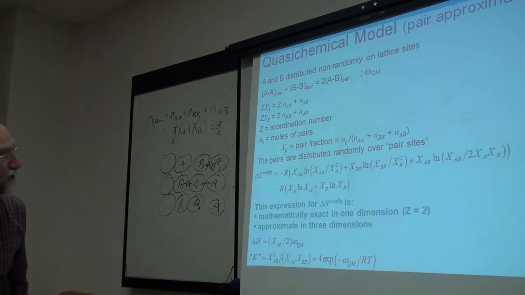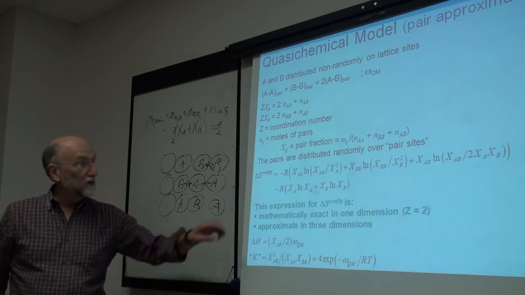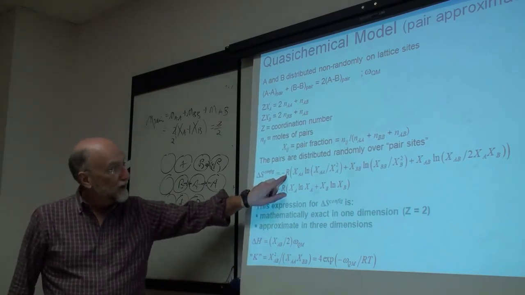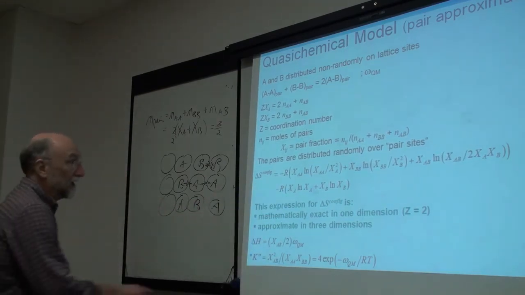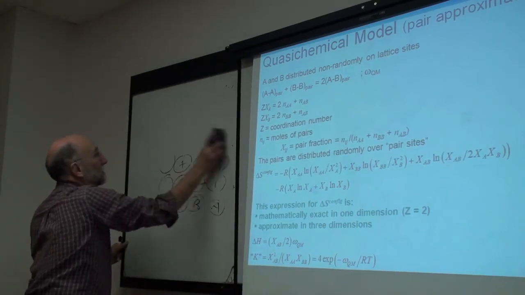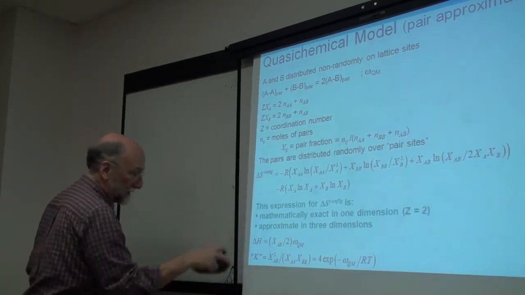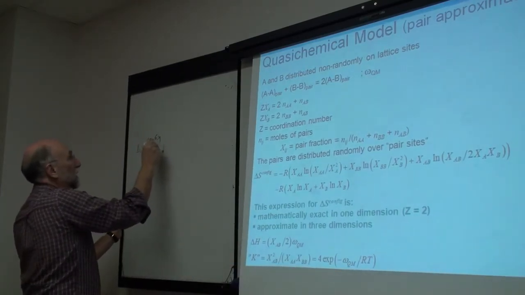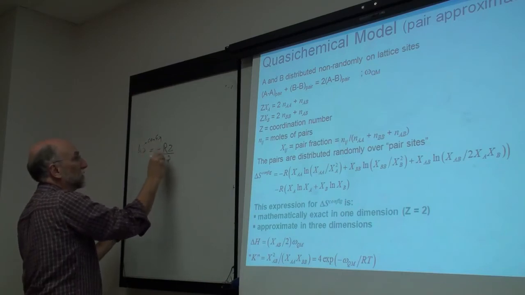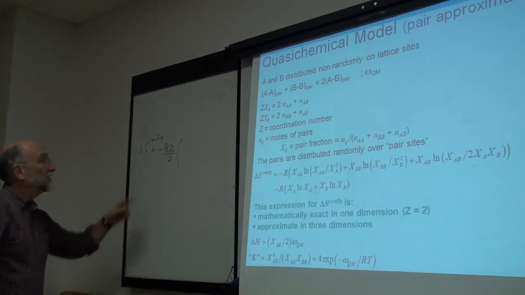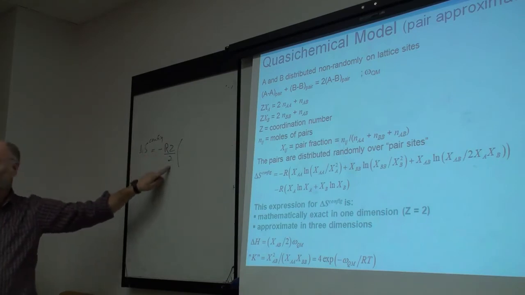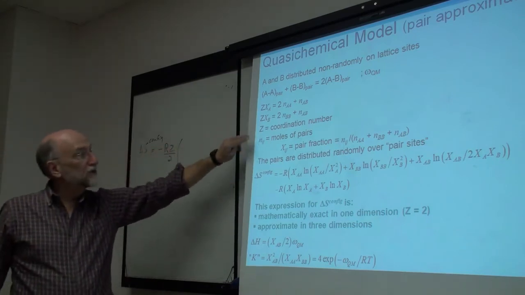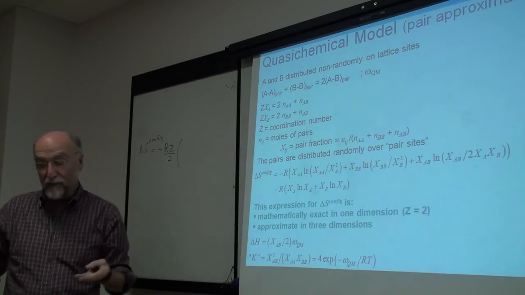Now, if we're going to distribute the pairs randomly, I found an error in this slide, so you can make this note, because otherwise you're not going to understand it. This should be minus R Z over 2. I missed the Z over 2, so this equation is wrong. The configurational entropy is minus R Z over 2 times, and Z over 2 is the number of pair sites. We're basing this on 1 mole of system A plus B.